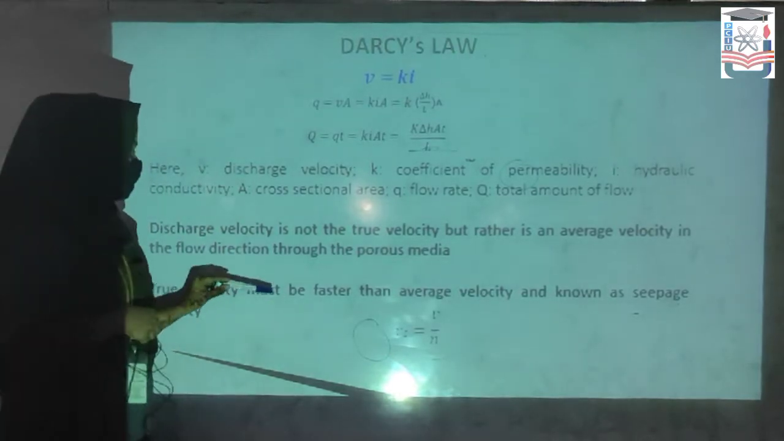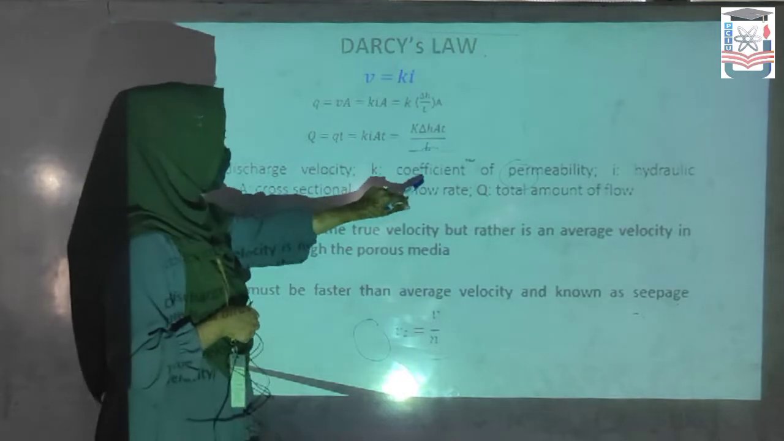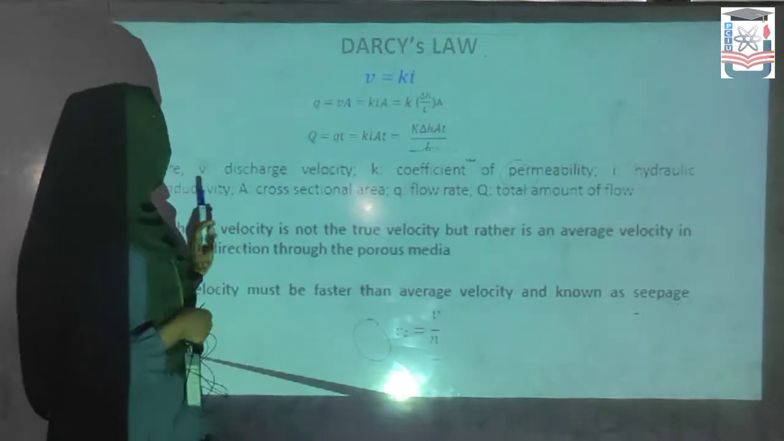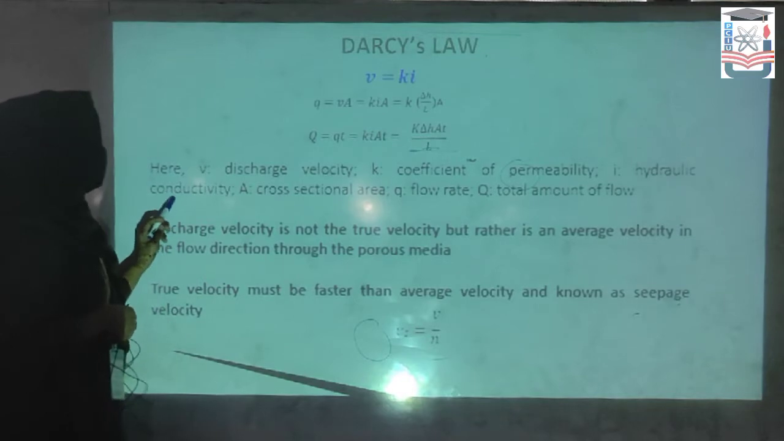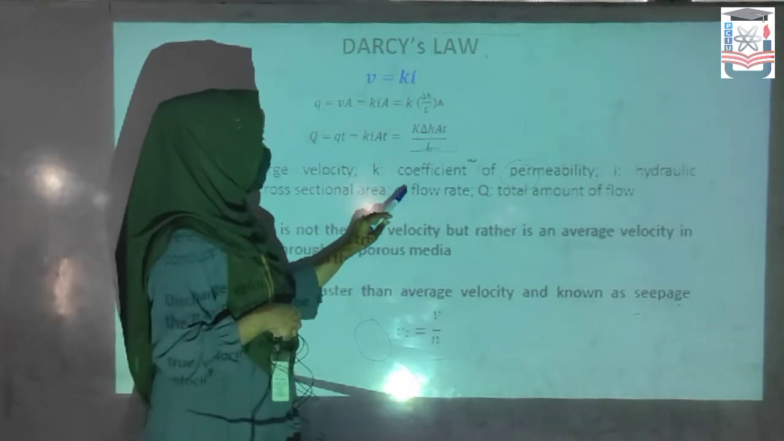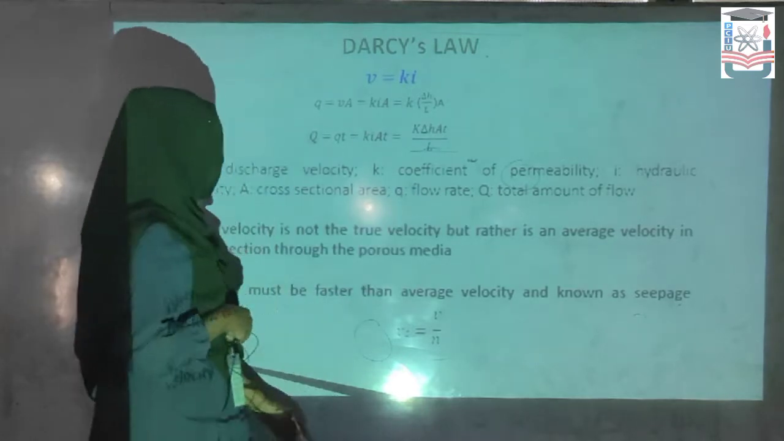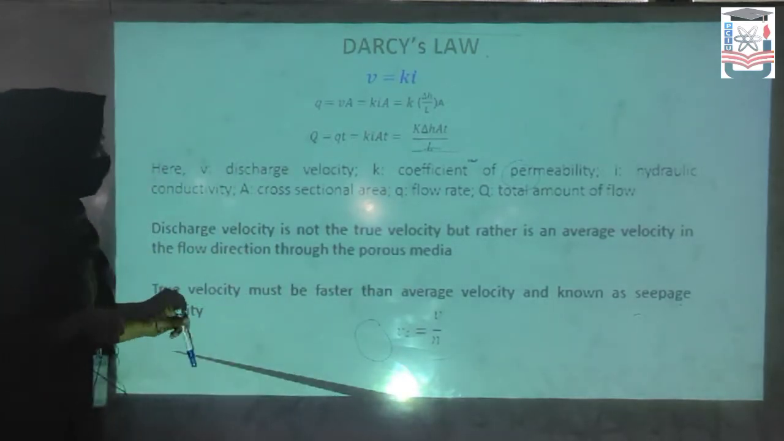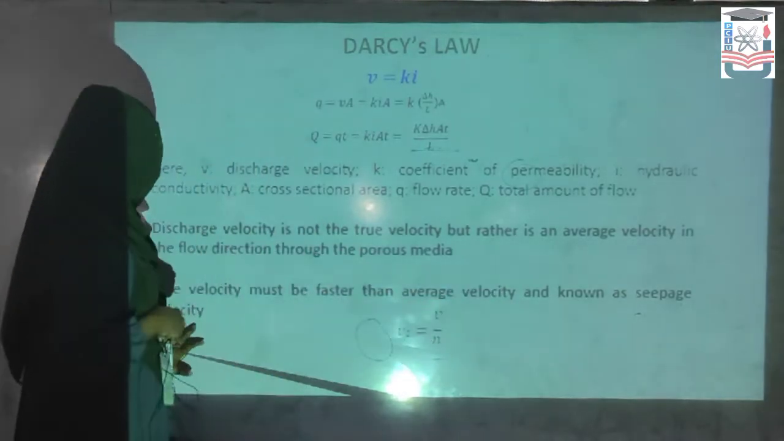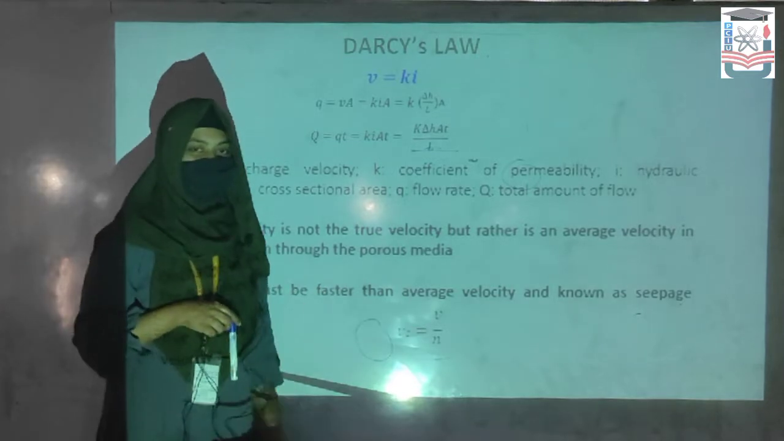Here V is velocity, K means coefficient of permeability, I means hydraulic gradient, A means cross sectional area, small q means flow rate, capital Q means total amount of flow. True velocity must be faster than average velocity and is known as seepage velocity. Vs equal to V by n.